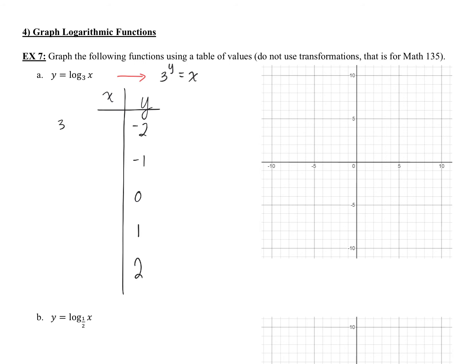3 to the -2 power equals x. Well, 3 to the -2 is going to end up being 1 over 3 squared, which is 1 over 9. So this is going to be 1/9, -2 as one point. Next, we'll have 3 to what power? -1. Solving that, we get 1 over 3. Then we'll have 3 to the 0, which comes out to 1. Then 3 to the 1 power, 3. And lastly, 3 to the 2nd power, which comes out to 9. Voila. There we go. I'll go ahead and write these out as coordinate sets.